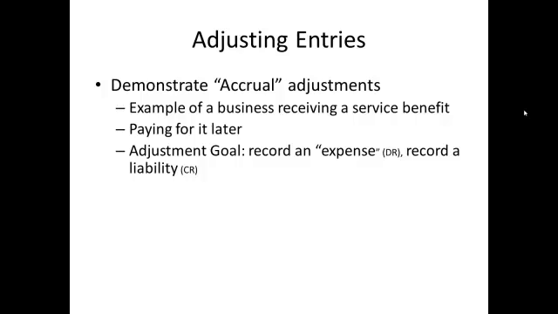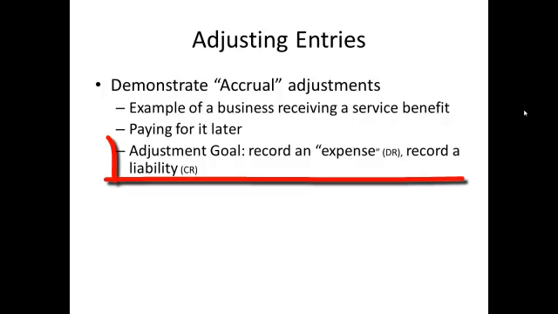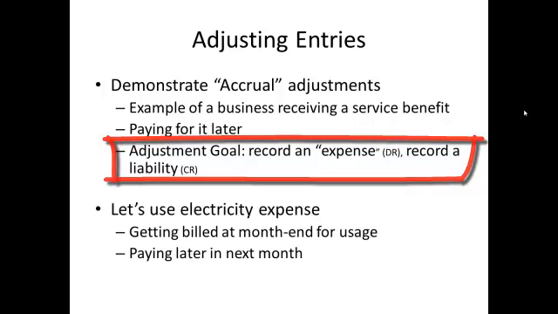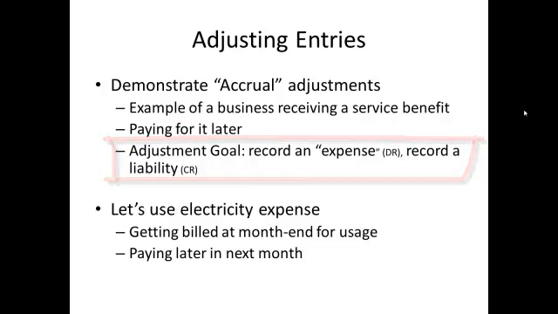An example of a business receiving a service benefit and paying for it later. The adjustment goal is to record an expense with a debit and record a liability with a credit. Recording an expense before it's paid. We'll use electricity as an example, getting billed at month end for usage and having to pay for that later the next month.